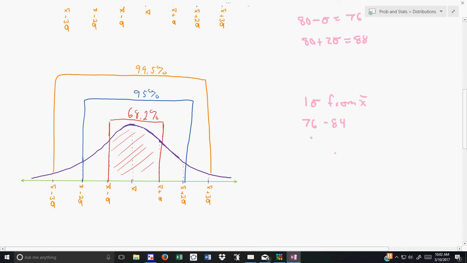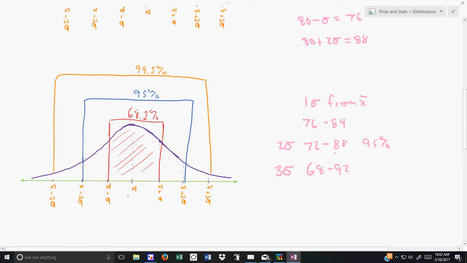If I went 2 standard deviations from the mean, that would be, well, let's see, a 72 to an 88. It means 95% of my students should be between a 72 and an 88. And then 3 standard deviations from the mean. Now remember, 1, 2, 3 from the mean means here, the middle. 1, 2, 3, that would be a 68 to a 92.